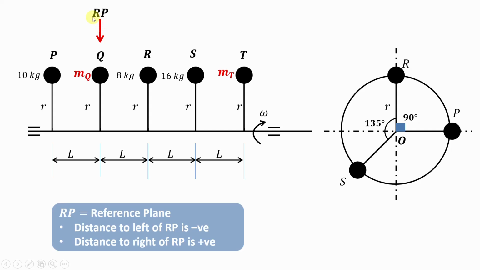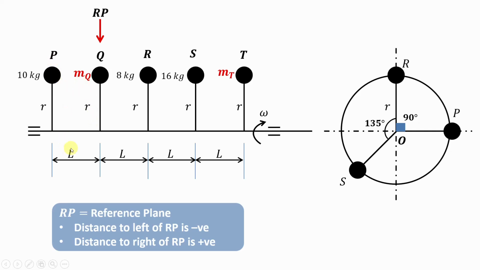So here the reference plane we have considered as Q because mq, that is mass Q, is unknown and theta Q is unknown. You can choose T also, but to the left of T all the distances will be negative and therefore maximum negatives will be there, and therefore I have considered Q as the reference plane, which is having two unknowns mq and theta Q.